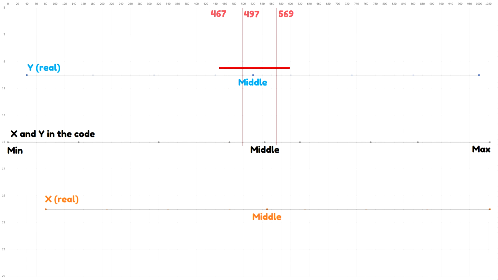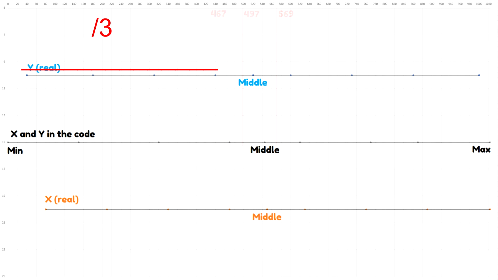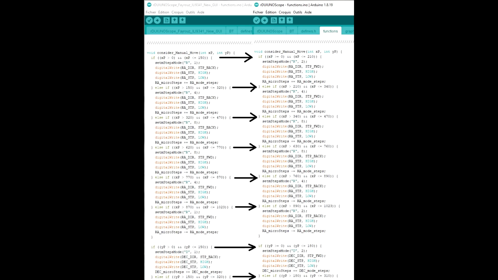And then I divided by 3 the distances between the minimal or the maximum values and the dead zone. So we obtained the following axis with the following values. You can read on the top, and then you have to write these values in the code. You can see here an overview of the values before and after.